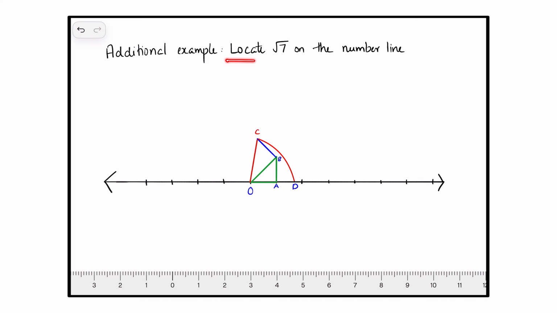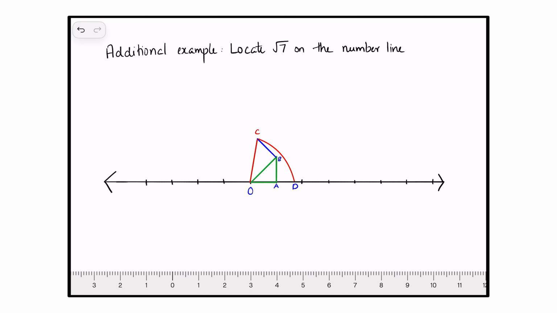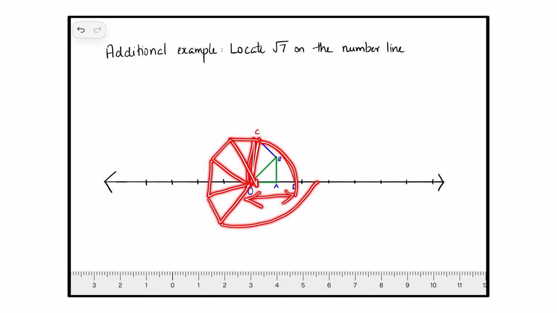To locate root 7, what do we have to do? First we have to plot root 6, before that we have to plot root 5, before that root 4, before that root 3, and before that root 2. So we have already plotted root 3 on the number line, and I will start from the previous example. Okay, so OC length is going to be root 3, and now I will construct more triangles, that is more right angle triangles, to get the value of root 7.